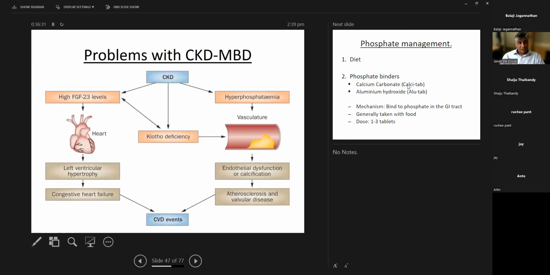And so in chronic kidney disease, we'll start to see hyperphosphatemia, which can cause damage to the vasculature. And we start to see left ventricular hypertrophy, heart failure, all of which is predisposing to cardiovascular events.